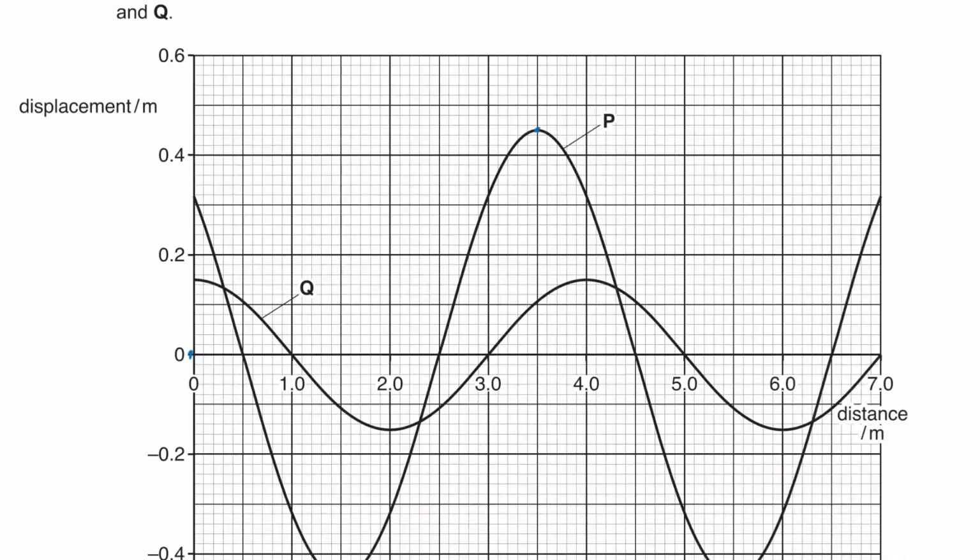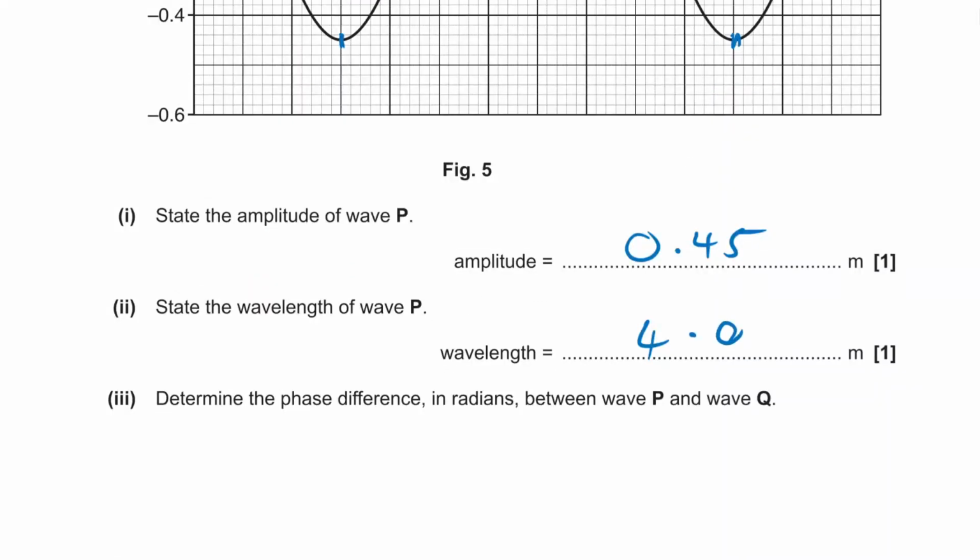So the wavelength of wave P. So we need 1 complete wave. We don't have peaks, but we do have troughs. So we're going from here to here. Thus 1.5 all the way to 5.5. Therefore, it has to be 4. Fine, let's go to 2 sig figs.